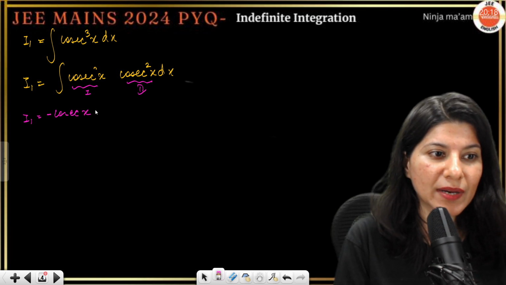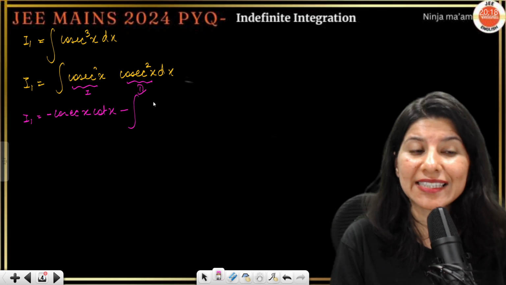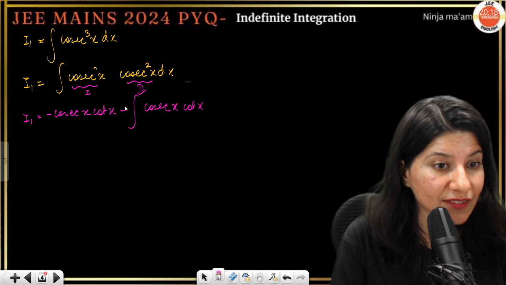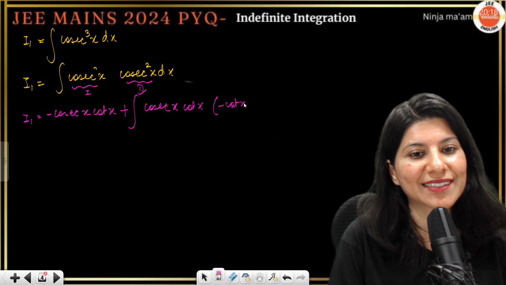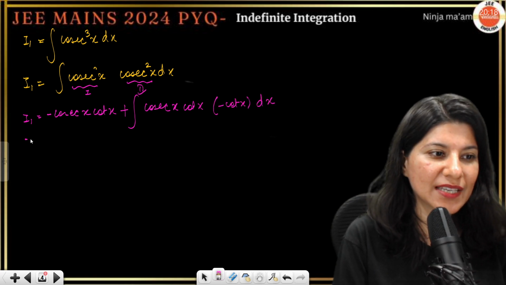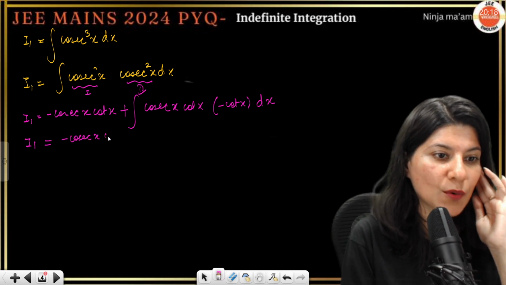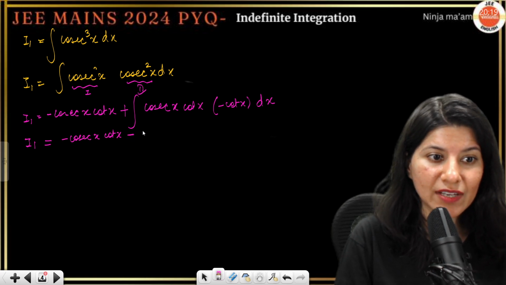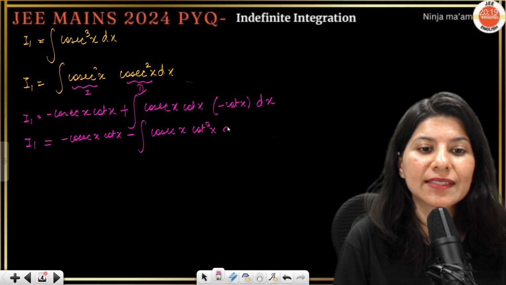Second ka integration, so minus cot x minus integral of derivative of first. So cosec x ka differentiation is cosec x cot x with a negative sign, and integration of this will be minus cot x dx. Can you see? I1 is equals to minus cosec x cot x. Then we have minus sign, and we have integral cosec x cot square x dx.